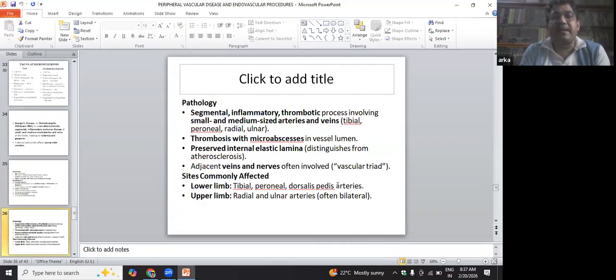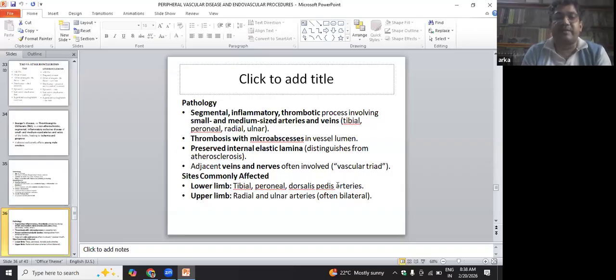Pathology is a segmental inflammatory thrombotic process involving small and medium-sized arteries and veins, mainly tibial, peroneal, and radial and ulnar. Thrombosis with microabscesses in the vessel lumen. Preserved internal elastic lamina distinguishes it from atherosclerosis, in which it is involved, as I told. Adjacent veins and nerves are often involved.